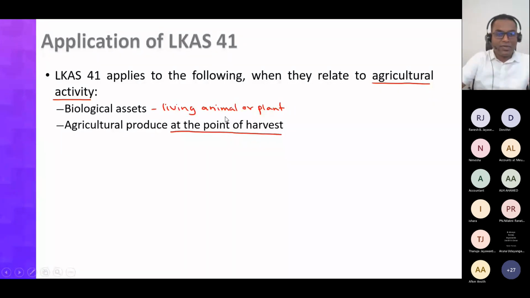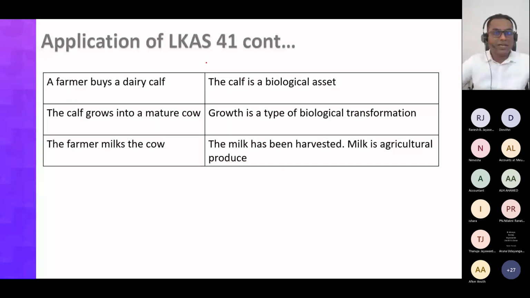Okay, so let me explain this in this way. Think about this example.